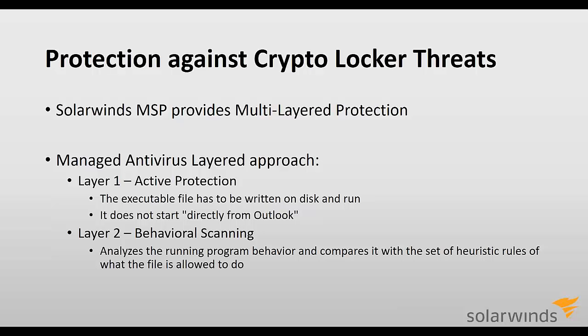So layer one is active protection. Before an executable file is started, it has to be written to disk and run. In the case of an attachment, when a user clicks on a file, it does not start directly from Outlook. It is in fact written into the temporary directory. I'm sure you have come across the %temp folder, the directory I'm talking about, and it starts from there, either directly or passed as an argument to an appropriate program such as Microsoft Word.